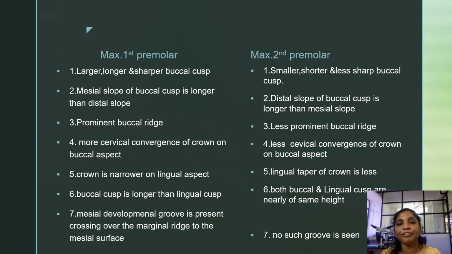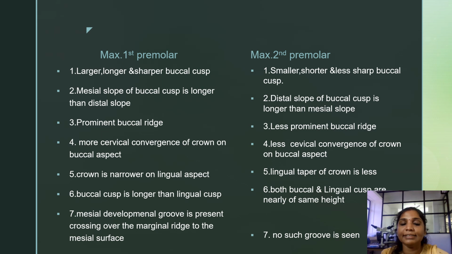The maxillary first premolar has a larger, longer and sharper buccal cusp, whereas the maxillary second premolar has a smaller, shorter and less sharp buccal cusp. The mesial slope of the buccal cusp is longer than the distal slope in the first premolar, whereas the distal slope of the buccal cusp is longer than the mesial slope in the second premolar. The prominent buccal ridge is seen in the maxillary first premolar, whereas in the second premolar there is a less prominent buccal ridge. And cervical convergence of the crown on the buccal cusp is more in the maxillary first, whereas less in the maxillary second premolar.